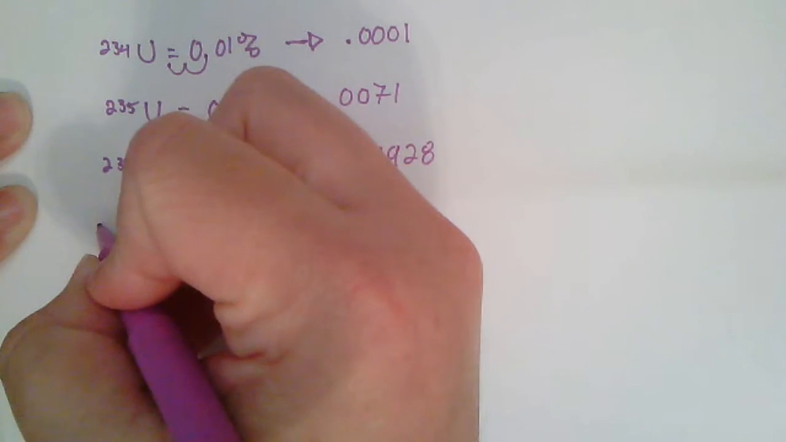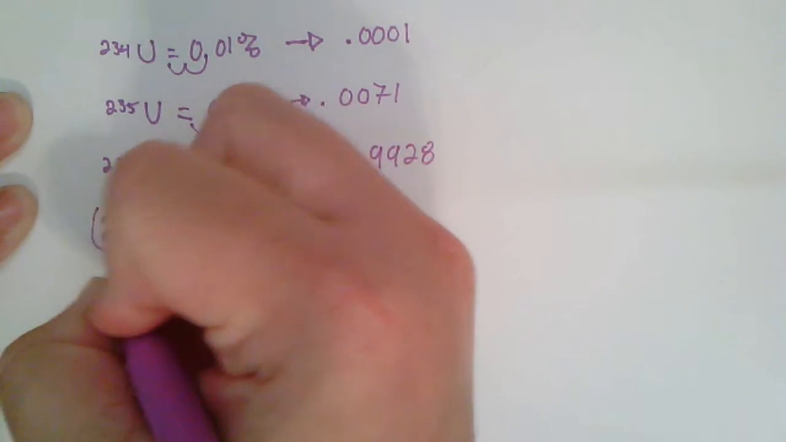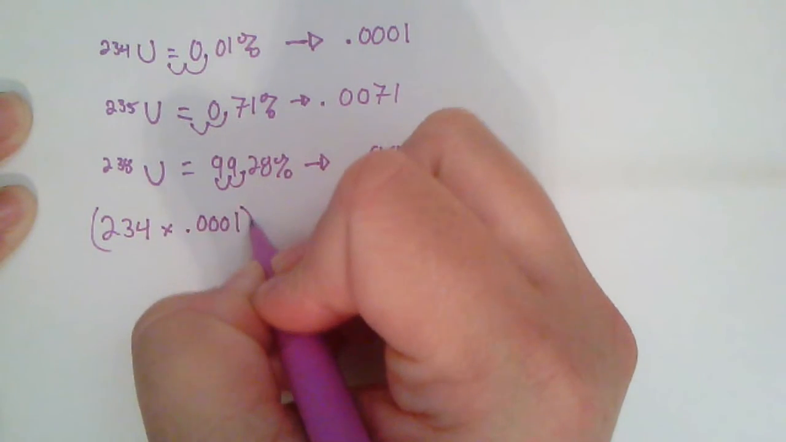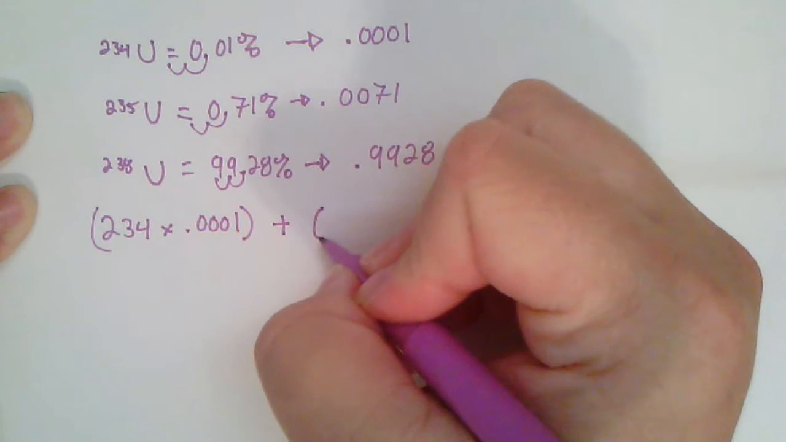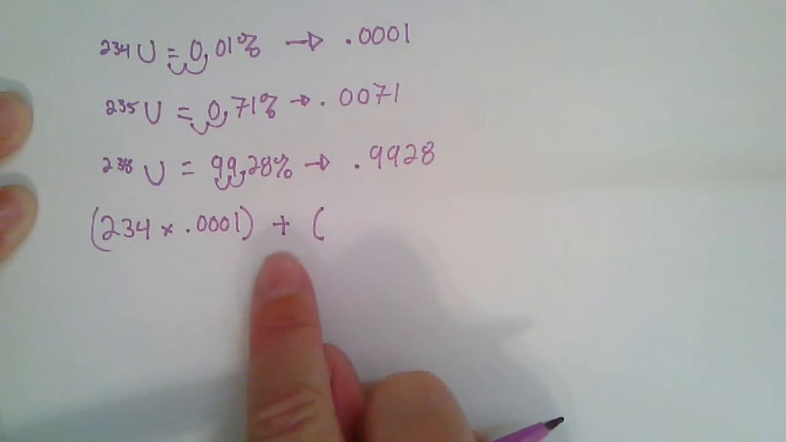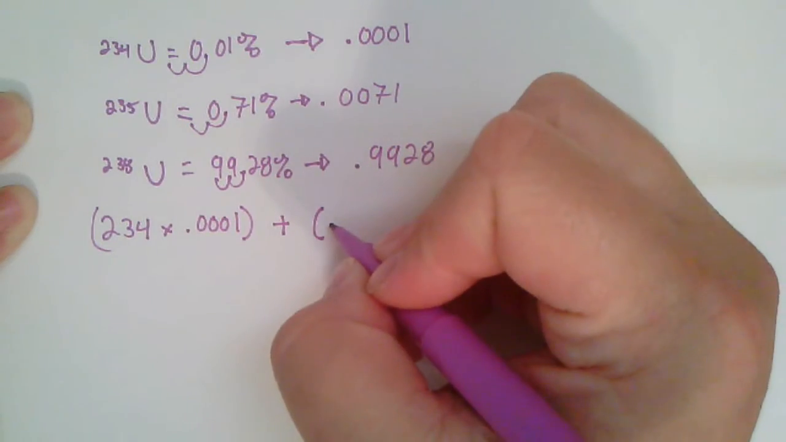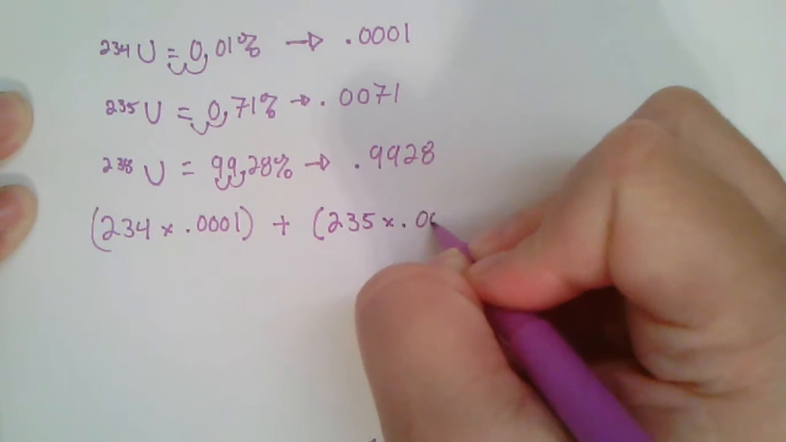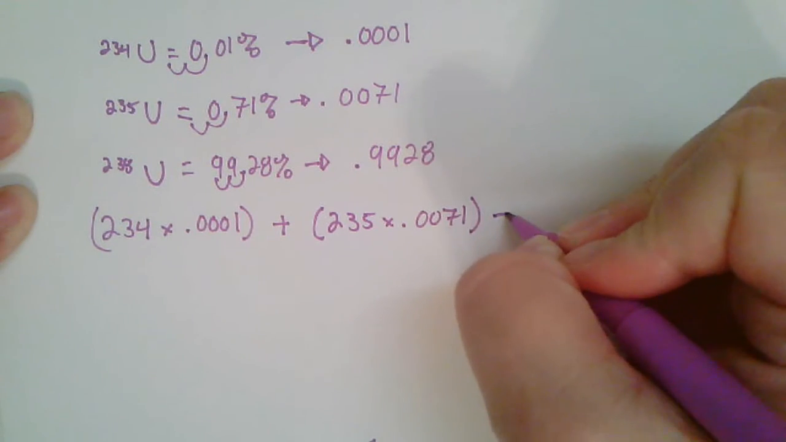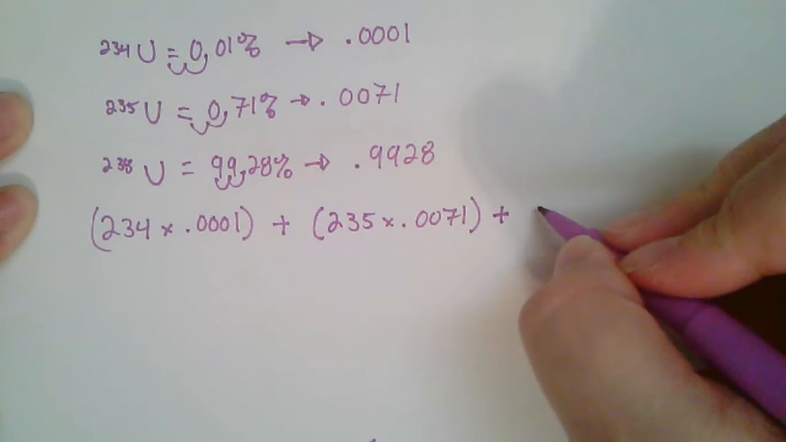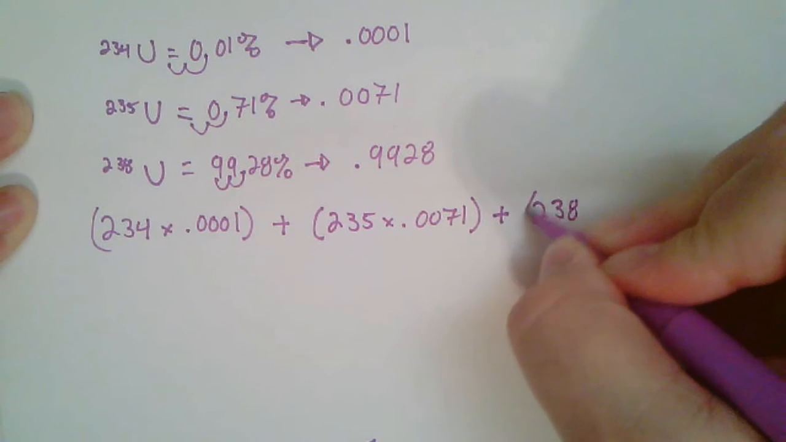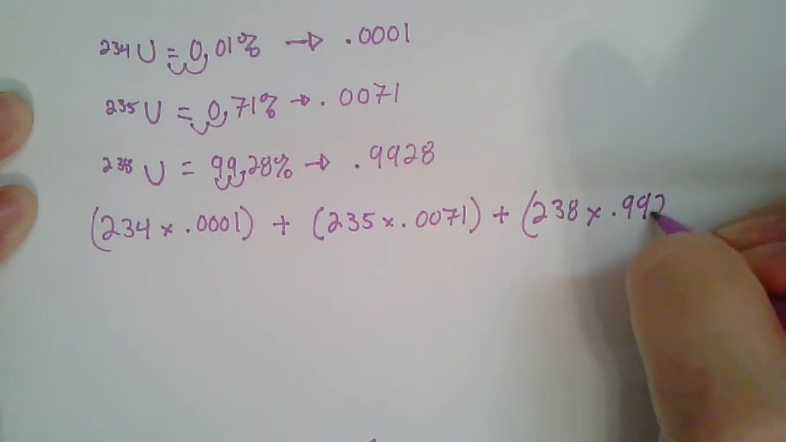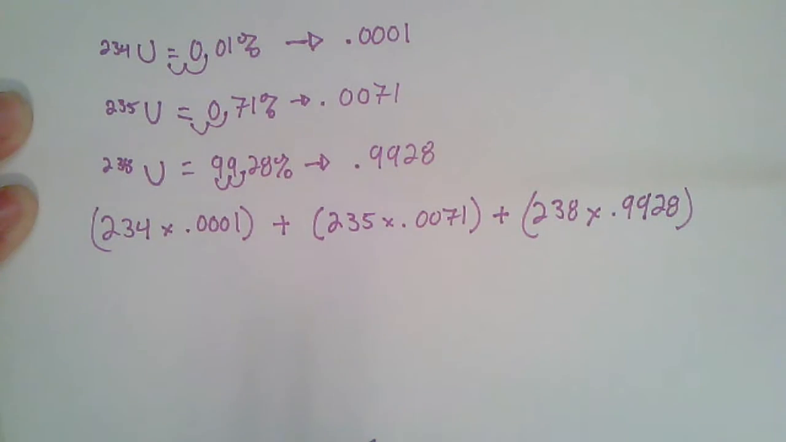So I'm going to take my mass times my percent abundance that's been changed into a decimal. And I'm going to keep doing that for each one, making sure that I'm adding those terms together. So then it'd be 235 times 0.0071. And then the last one, 238 times 0.9928.